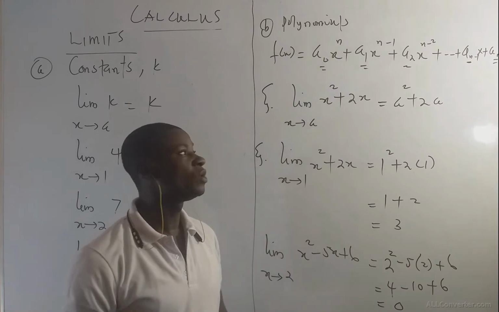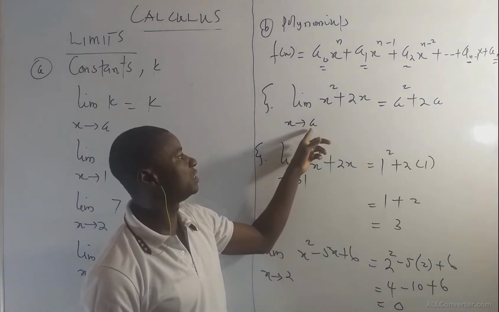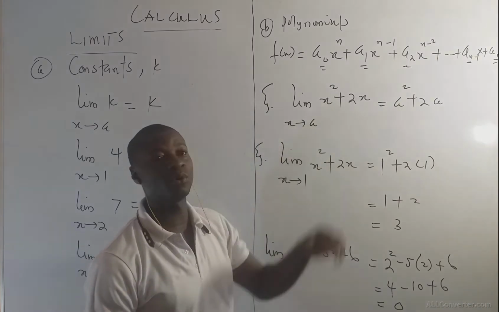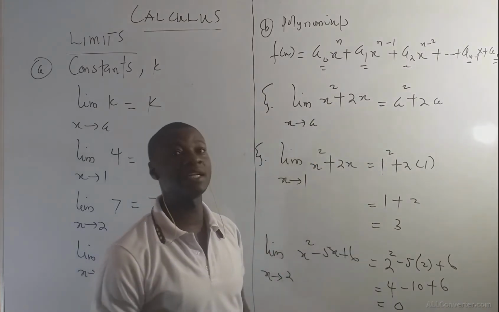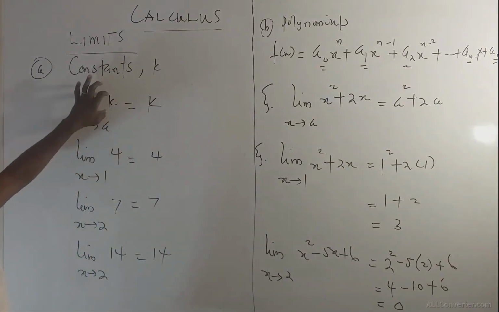So that is how we find limit of polynomial functions. We only substitute the value of x that we are given into the polynomial function. Whatever you are getting is the answer. That is all.